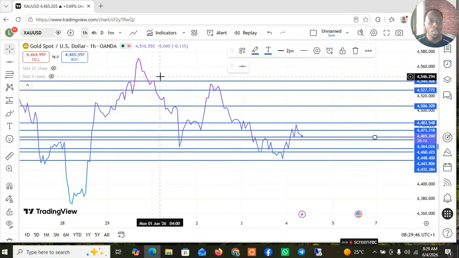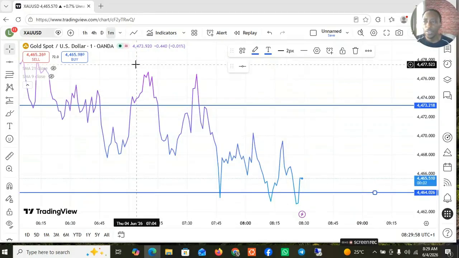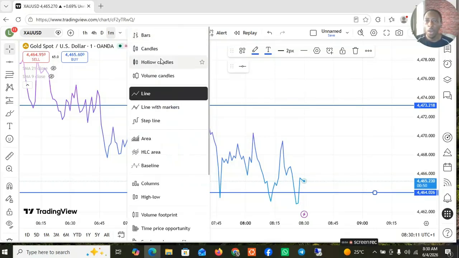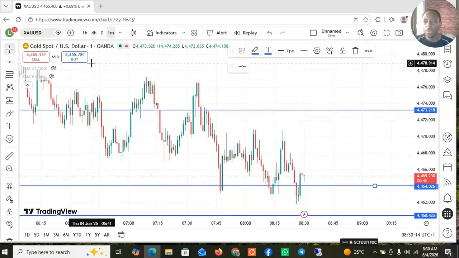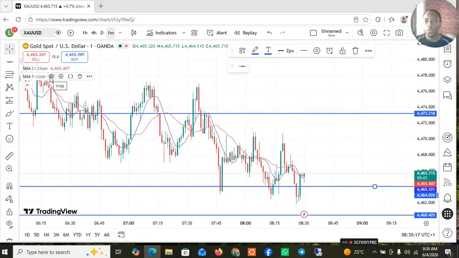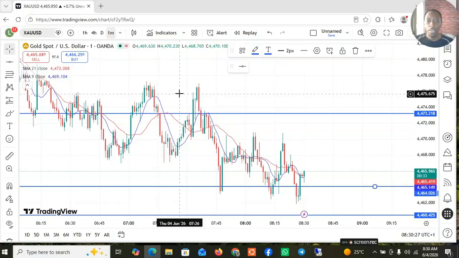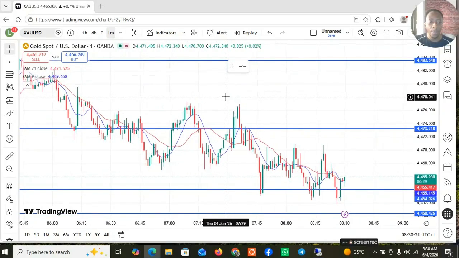The next thing is to move to the 1 minute time frame, where I usually take my entries, because this strategy is more of a scalping in gold. You know how volatile gold is. I love trading gold. So let's switch back to our candles, and I love to work with the simple moving averages, the 9 and 21 moving averages. I love them.